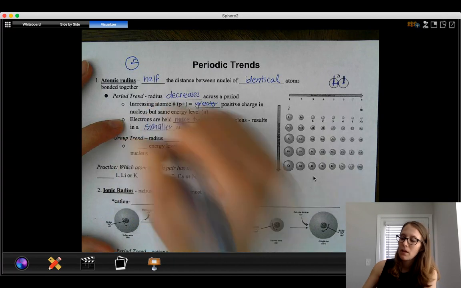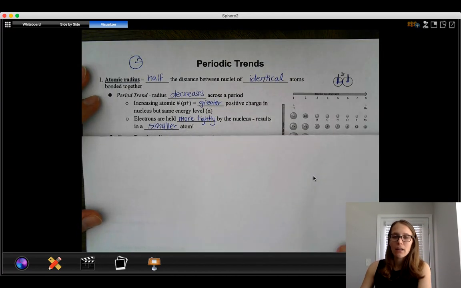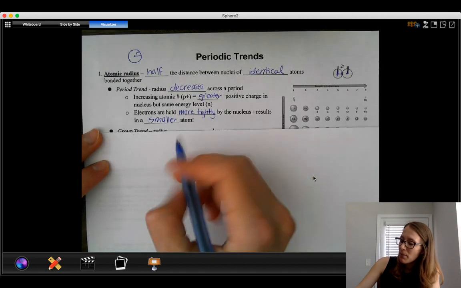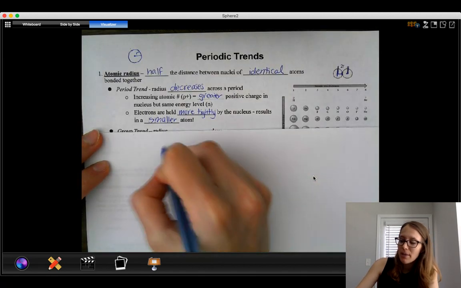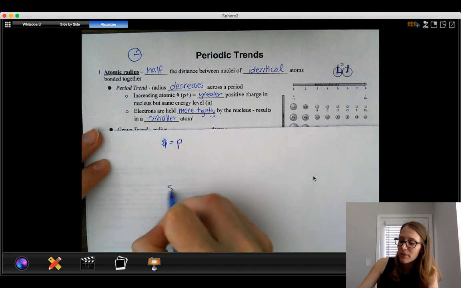So electrons are held more tightly by the nucleus, so the nucleus holds them closer, which results in a smaller atom. Because this is a little tricky to understand, I want to do a quick analogy. I want you to picture that each proton is going to be $100. So this is going to be my protons. I'm going to put those in the center.